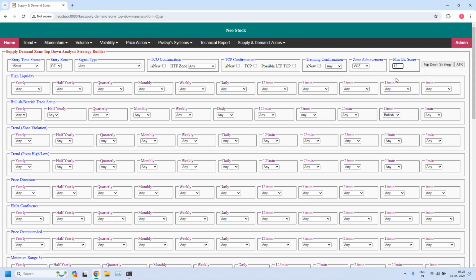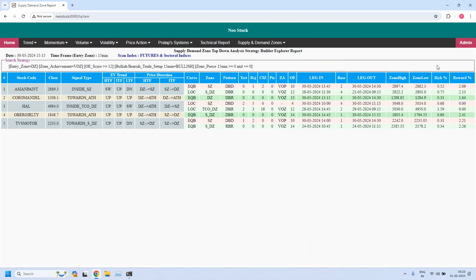Now with these filters applied to 15 minutes demand zone, because that is the entry time frame and entry zone, let us generate the report. Now these 5 stocks are supporting bullish trade setup for daily income trade.